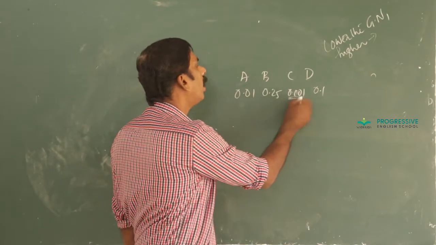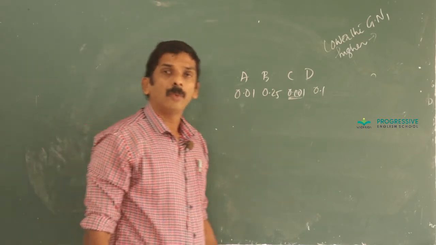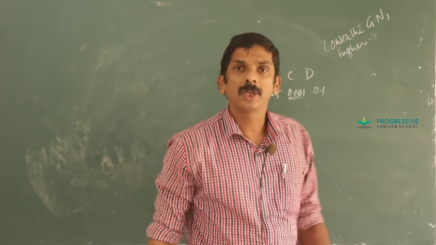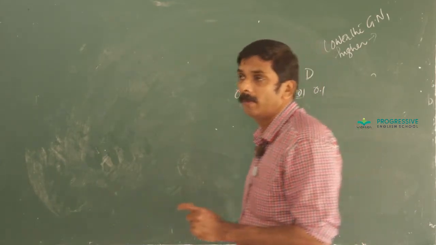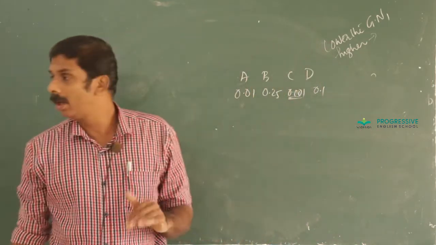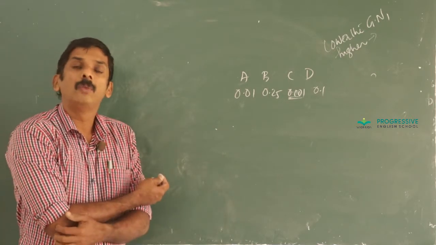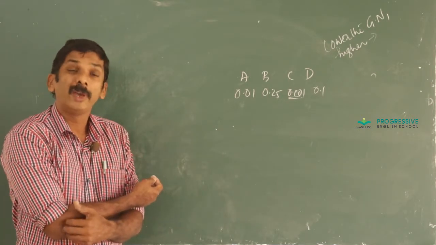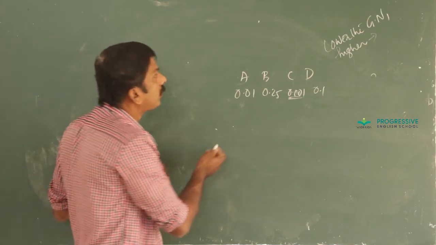Lower the gold number, higher is the protective action. Clear? And one more thing, the gold number is always expressed in milligram. If they are provided in gram, you have to convert them into milligram. Always gold number is expressed in terms of milligram.